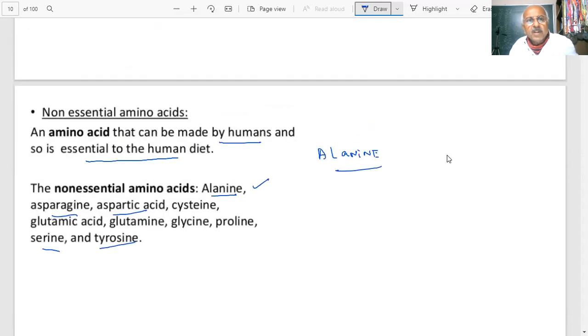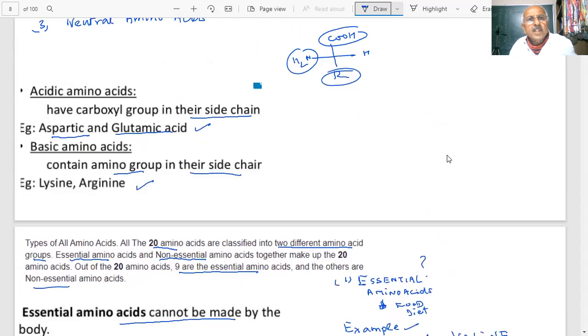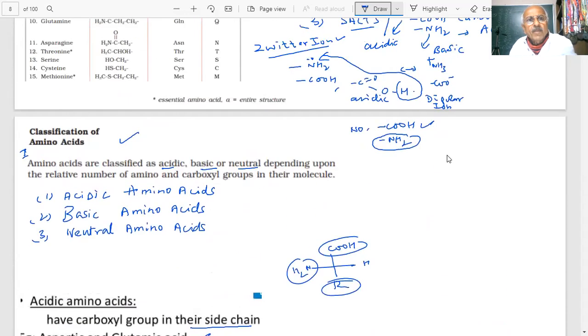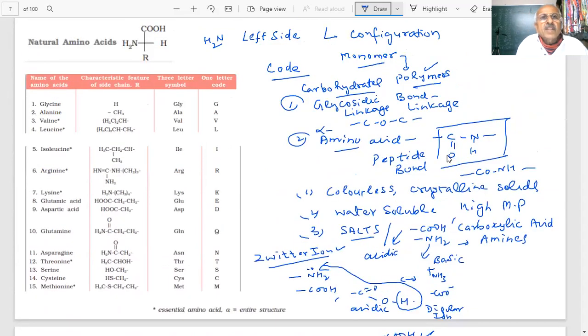As the table was given, student, I want to show you the table. These are the amino acids. R is our side chain. If the R contains a COOH group, then it becomes acidic. If it contains an NH2 group, basic. If it contains none of the two, then it is neutral. We can't remember the structure of all this, it is not required for our course, students.